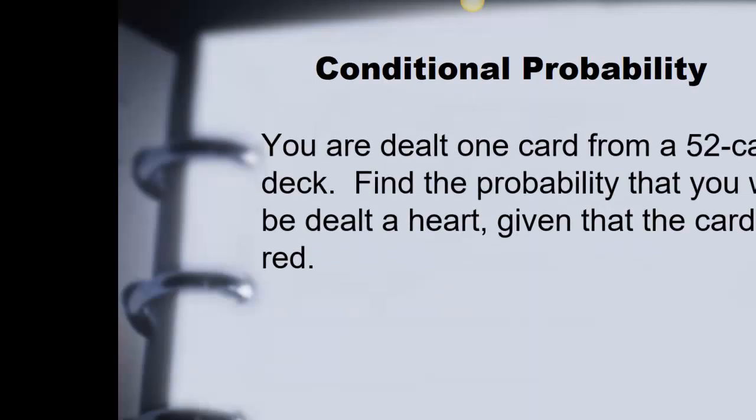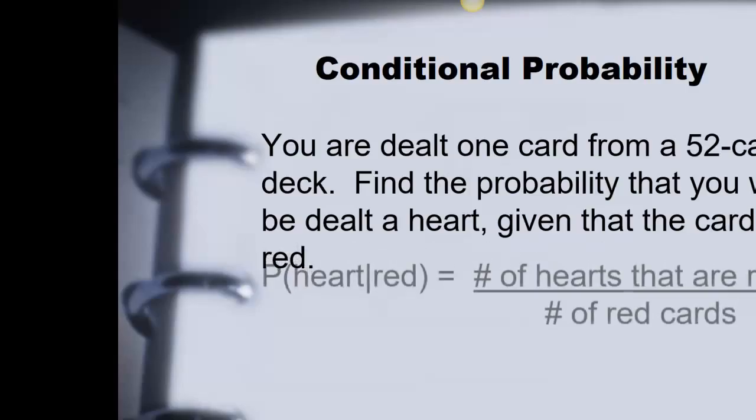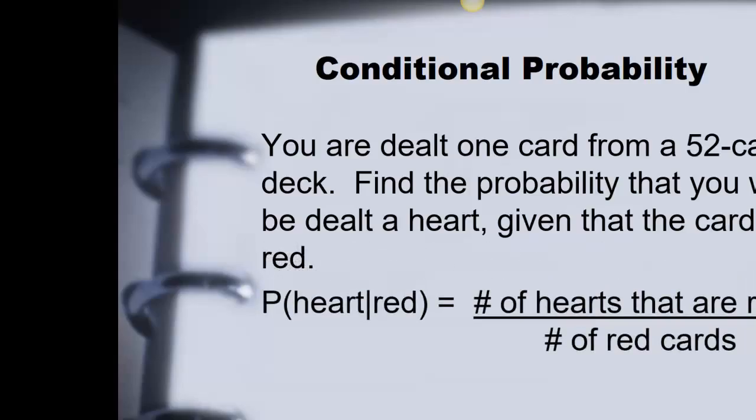You're dealt one card from a 52 card deck. Find the probability that you will be dealt a heart, given that the card is red. So we're looking at the number of hearts that are red all over the number of red cards. Okay, so we have here, there are 26 red cards. How many hearts? There are 13, so we have 13 out of 26, which reduces to 1/2. And there we go.